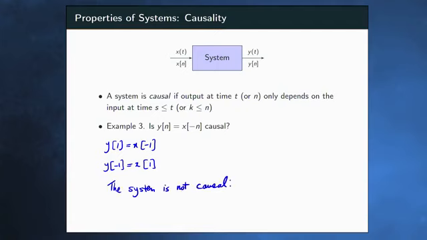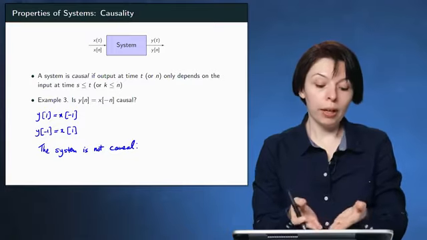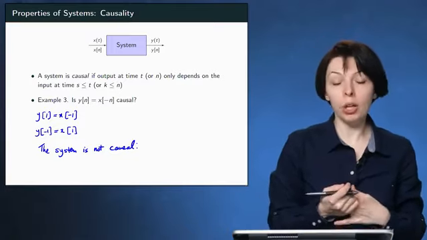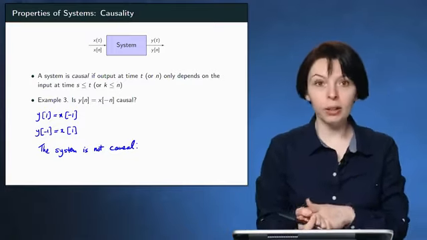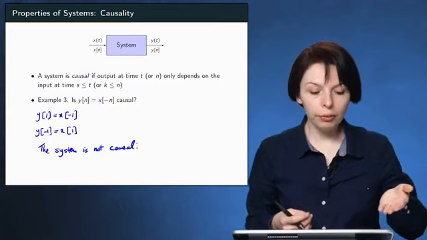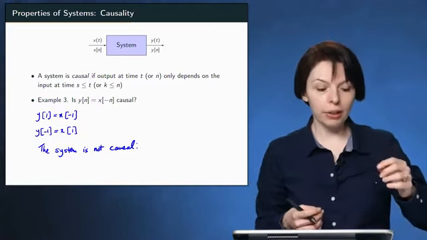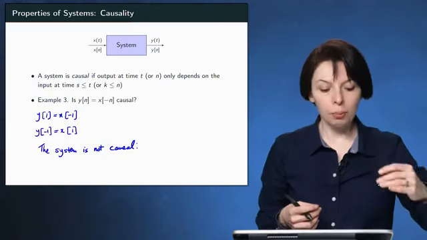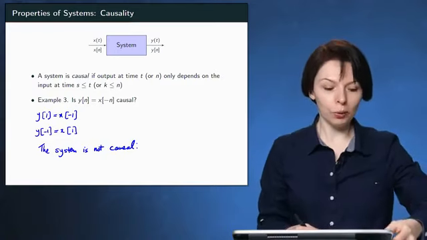And a counterexample is this: y of -1 is equal to x of 1. That means to find y of -1, I need to know the value of x of n at a future time point compared to n equal to -1.